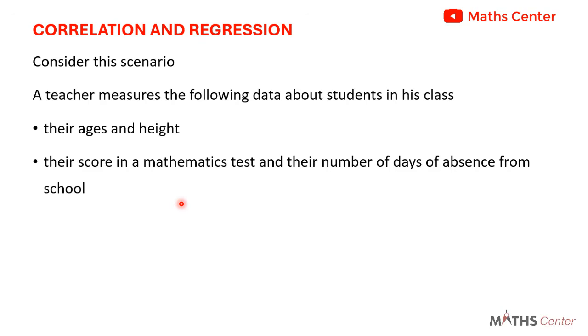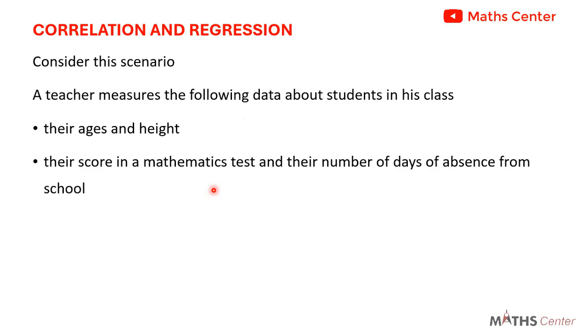Now, in both cases, what the teacher is trying to do here is that he is trying to establish some kind of relationship or link or a connection between the two variables that he's measuring. So in the first case, the variables are the age and the height. He's trying to see whether there is some kind of connection or some kind of link between ages and height. Is there any connection? Is there any relationship between ages and height? How does age affect height?